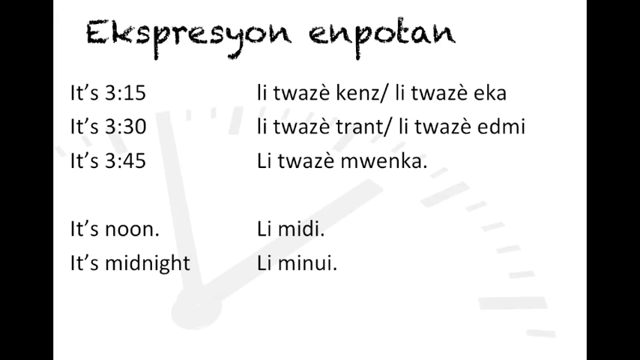Moving on, we have some other important expressions that we want to cover. And these expressions deal with quarters. So for example, to say it's 3:15, we can either say li 3 heures 15, or we can say li 3 heures et quart. To say it's 3:30, again, we have two options. We can either say li 3 heures 30 or li 3 heures et demie. To say it's 3:45, li 4 heures moins quart, or if we want to use the actual number, it would be li 3 heures 45.